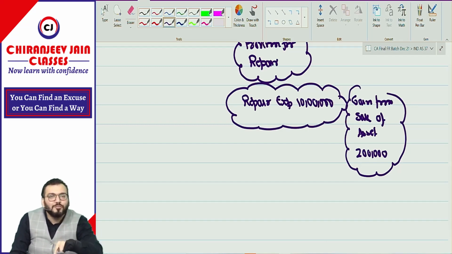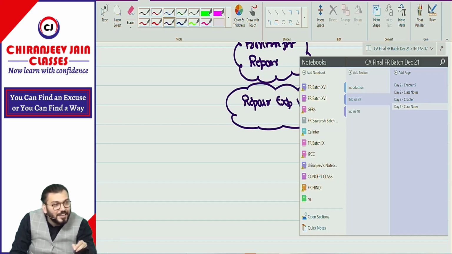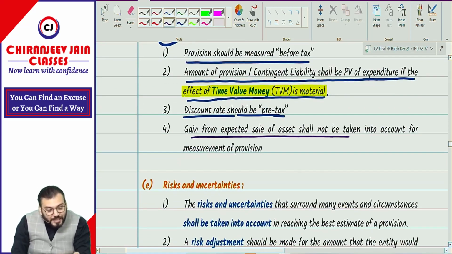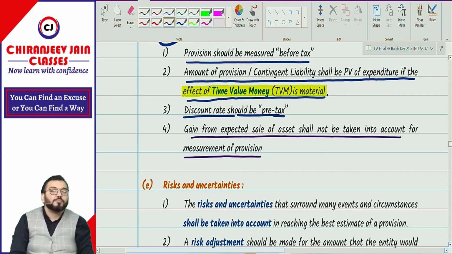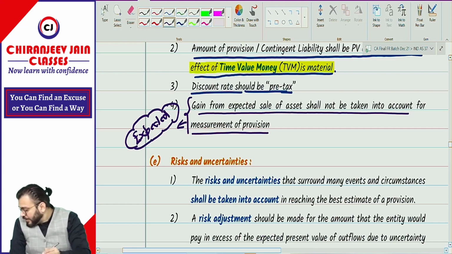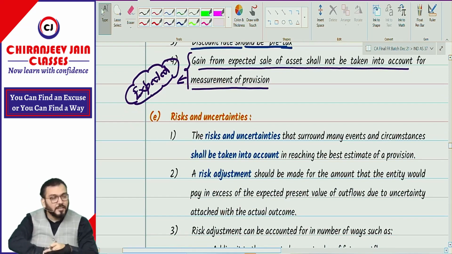Even though I am not discussing that point, you can apply your common sense in the exam and write down the answer. But what is required? As per Ind AS 37, gain from expected sale of assets shall not be taken into account for measurement of provision. Till now, no question has been asked from this point, but I am expecting a question from this point. Understood? Correct? Simple.